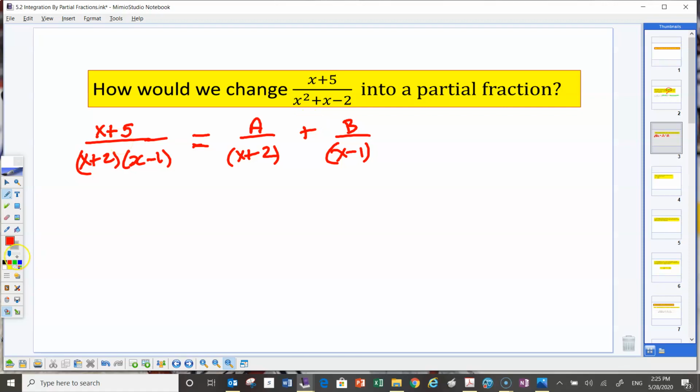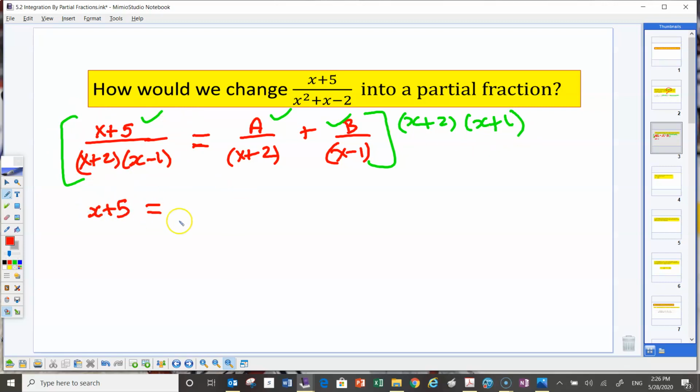So now I am going to multiply everything by (x + 2)(x − 1), distributing that to all three of these terms. When I multiply by the first term, the denominator cancels out, so I'm just left with x + 5. When I multiply the second term, I'll be left with A times (x − 1), and multiplying onto the third I'd be left with B times (x + 2). So now my goal is to figure out what A and B are.